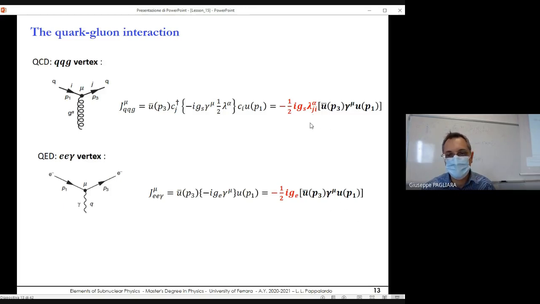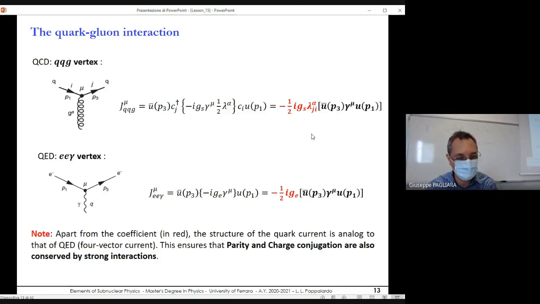Where, as you can see, apart from the appearance of this matrix element, the Gell-Mann matrix element, the structure is exactly the same. And this has, of course, important consequences, because apart from this coefficient that I put in red, the structure of the two currents is exactly the same.